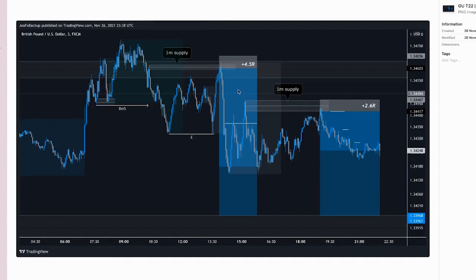This one, not tricky at all. We are selling from a high, there's no tricky imbalances behind, so we just go ahead and put a stop over the zone.